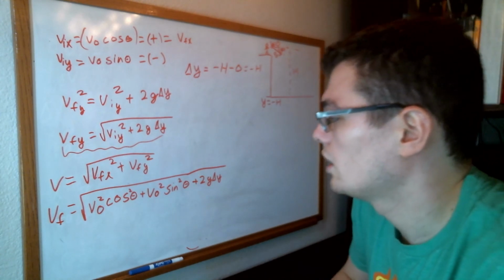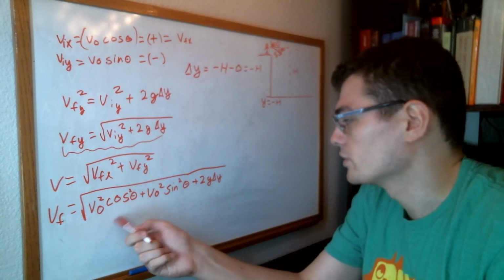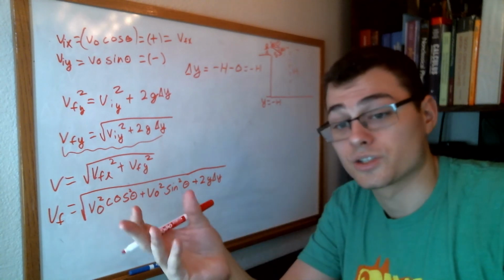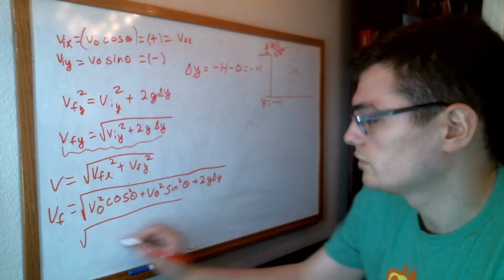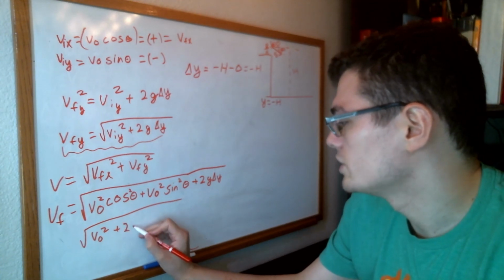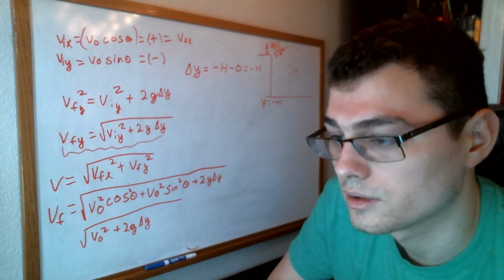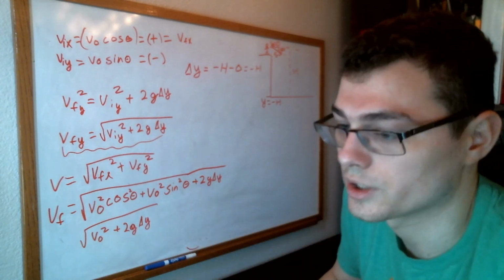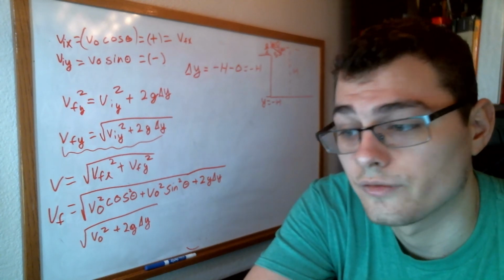This can actually be simplified real quick. If we factor out a v naught squared from our first two terms, we have cosine squared plus sine squared, which is just equal to 1. Then we're left with v naught squared plus 2g delta y. Then you just plug in your numbers for delta y and v naught, and you will get your final velocity there.